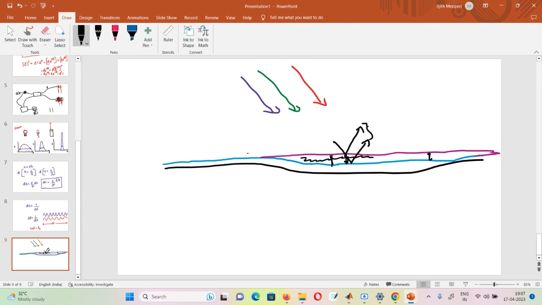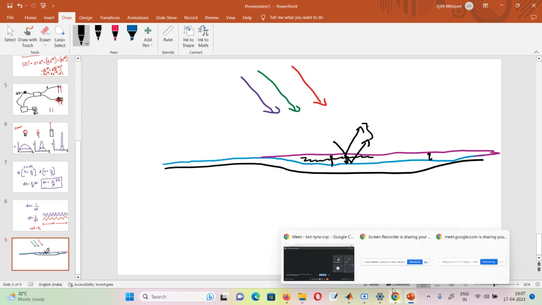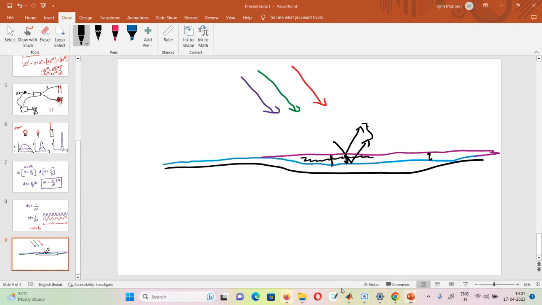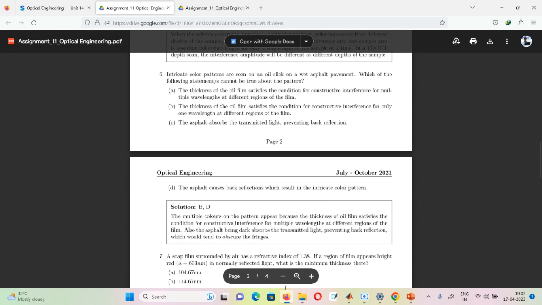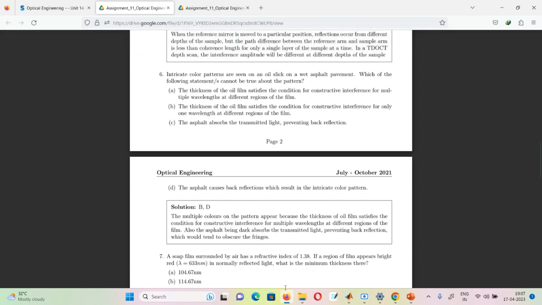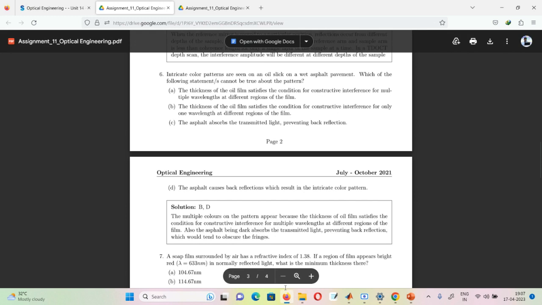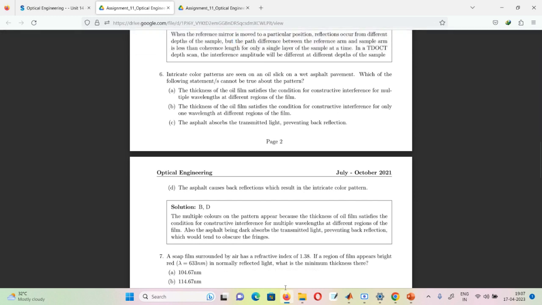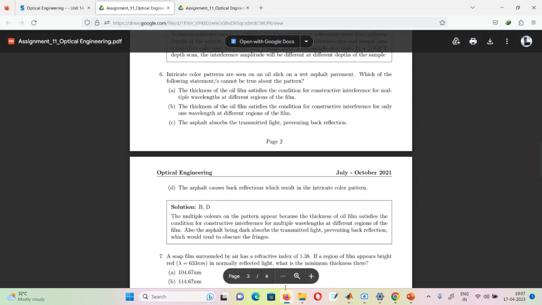This is the reason you see nice colored patterns in oil droplets spilled on a road. This is the same thing they ask. The thickness of the oil film satisfies the condition for constructive interference for multiple wavelengths at different regions of the film. That's actually true, but you don't want to take the true option. You have to take the false option. So A you cannot choose.